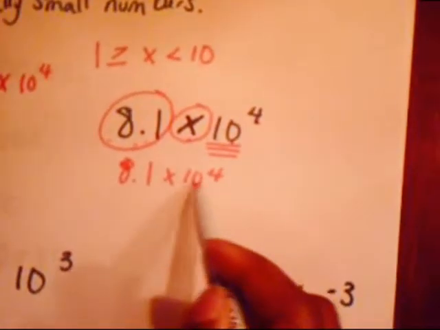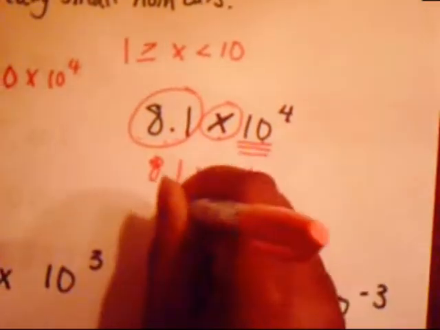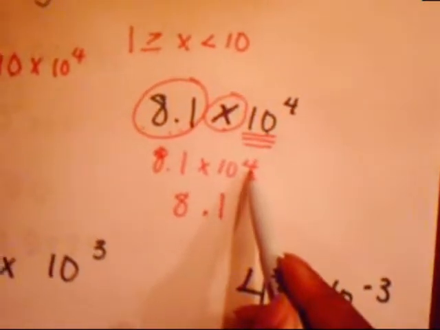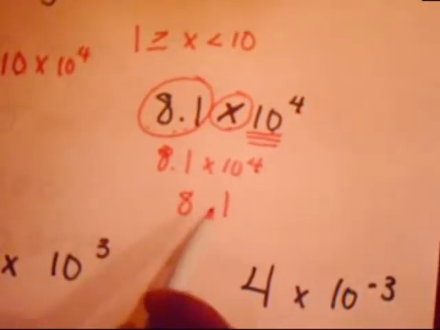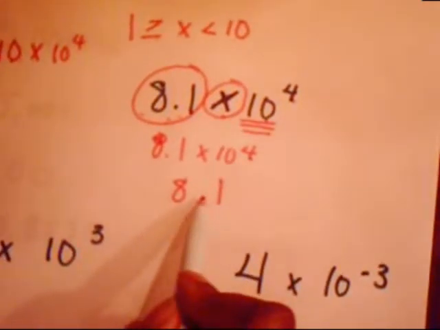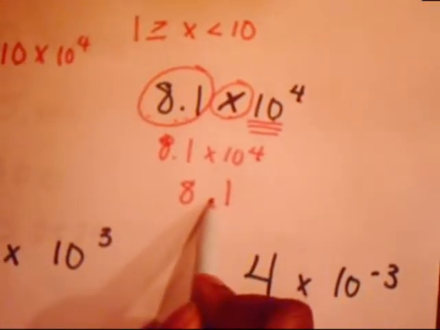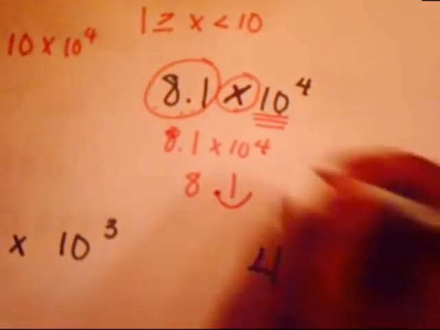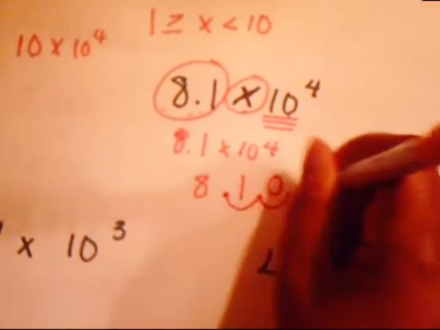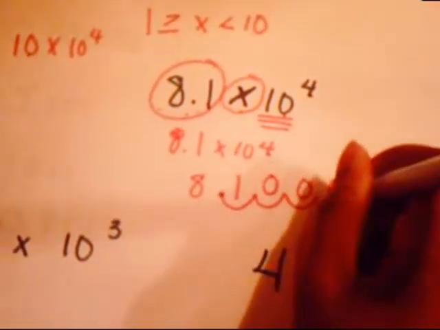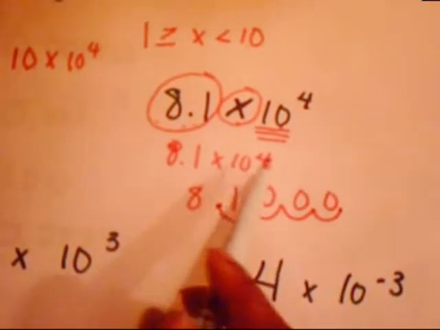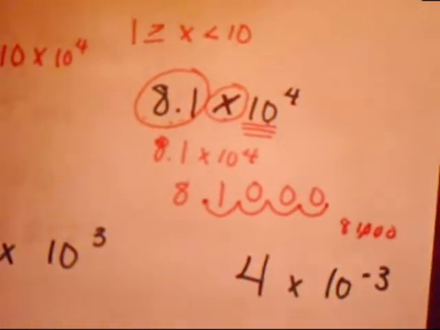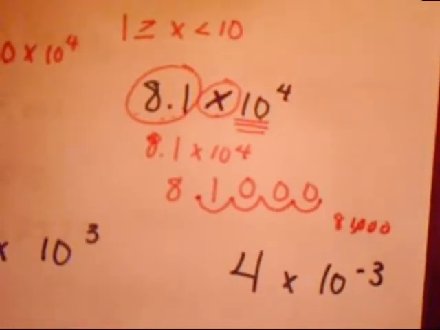Okay? So if you've got 10 to the 4th power, what you're going to do is take your base of 8.1, and because 4 is a positive number, that tells me that I need to move my decimal point 4 places in a positive direction. So I'm going to move it 4 places to the right. 1, and when you run out of spaces, just add zeros. 2, 3, 4. So what used to be 8.1 times 10 to the 4th power is really 81000, or 81,000.